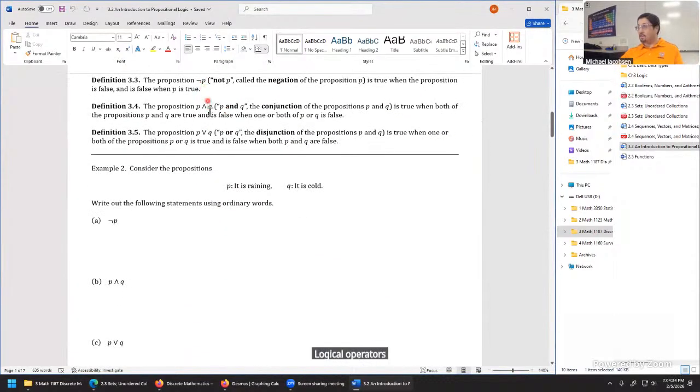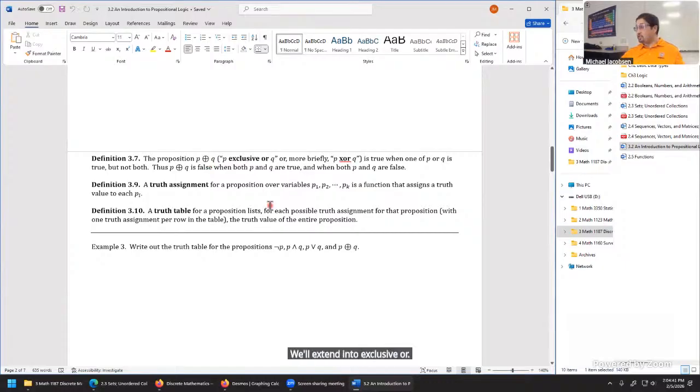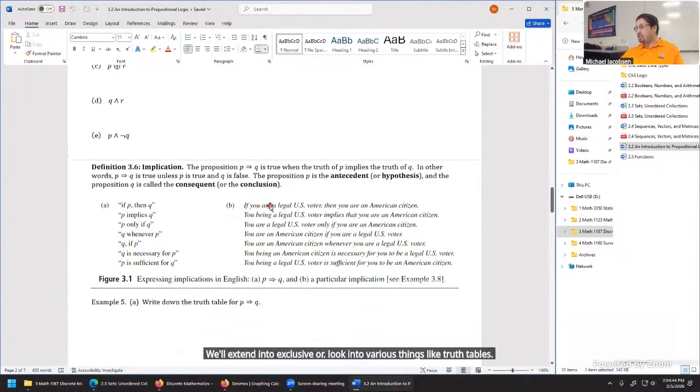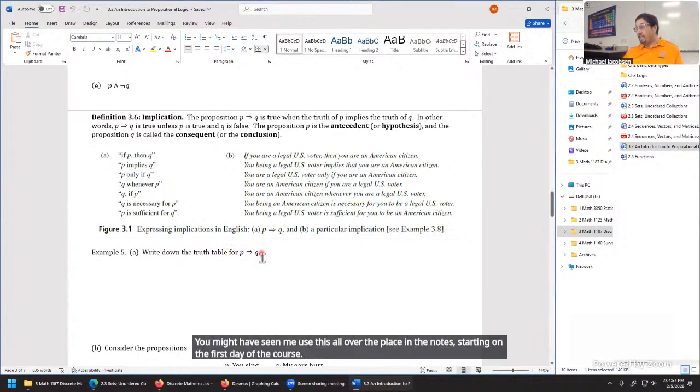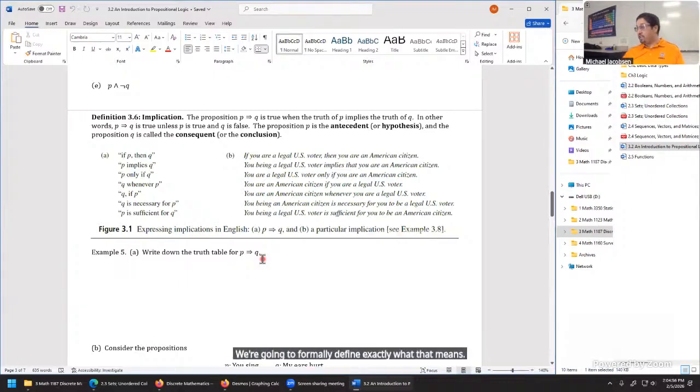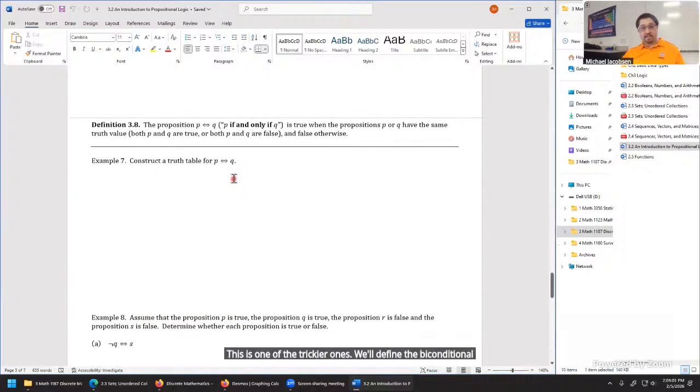Major things we're going to be doing in this unit is defining logical operators: the negation operator, the AND operator, and the OR operator, for example. We'll extend into exclusive OR, look into various things like truth tables, and we'll define things along the lines of the implication, like P implies Q. You might have seen me use this all over the place in the notes, starting on the first day of the course. We're going to formally define exactly what that means. This is one of the trickier ones. We'll define the biconditional, the if and only if. And then when we move into 3.3, we'll be looking into operations along with these bigger compound statements.